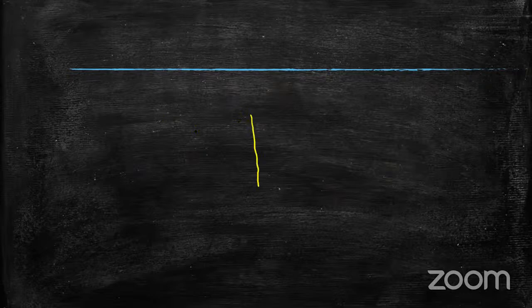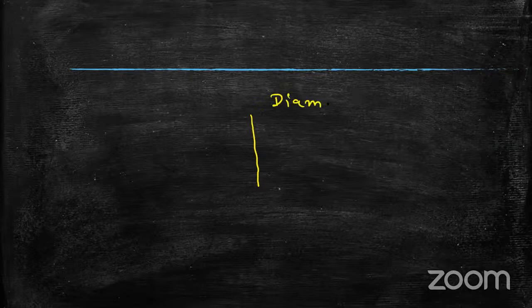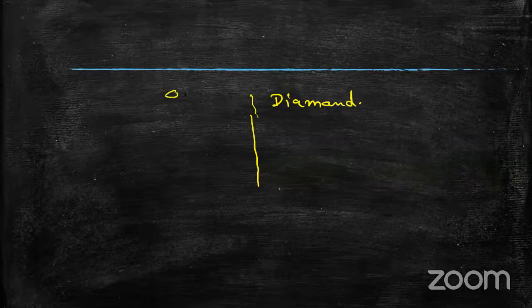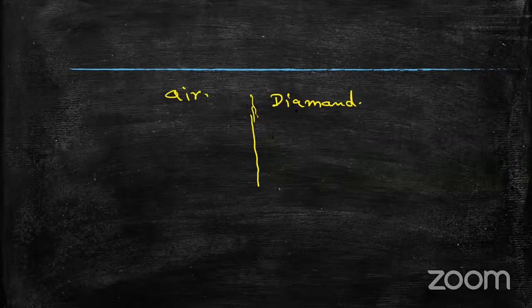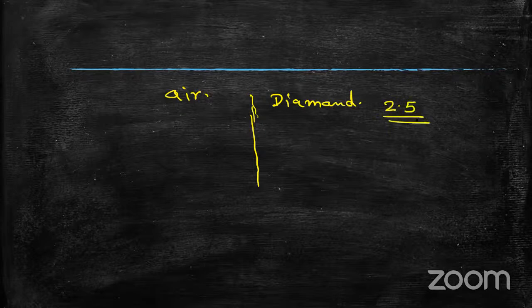Okay, I have two questions. Suppose we got a diamond, just a simple substitution type of question. We got a diamond and air. Diamond has a refractive index of 2.5. Then what is R in this case and what is T?